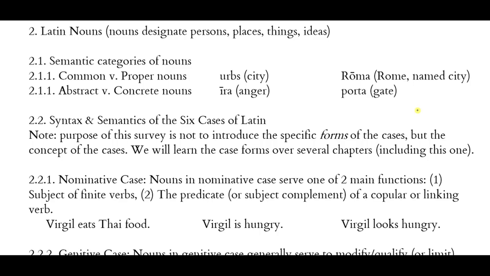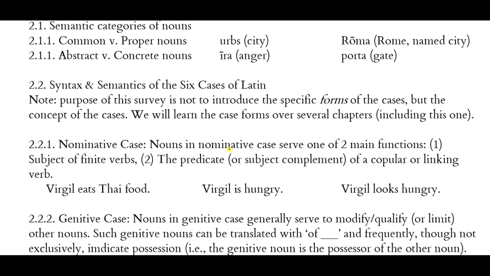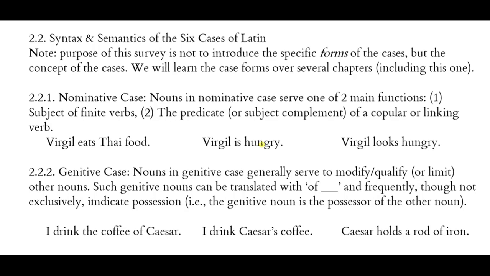So if I were big enough, I could put a porta, I could put a gate in my pocket. I'd have to be a pretty big dude. But I can't put anger in my pocket. Abstract nouns are not pocketable things. All right? So they're concepts. They're things that aren't tangible. Okay, concrete nouns are. So those are just some categories of nouns. There are more, but these two are introduced in Wheelock.